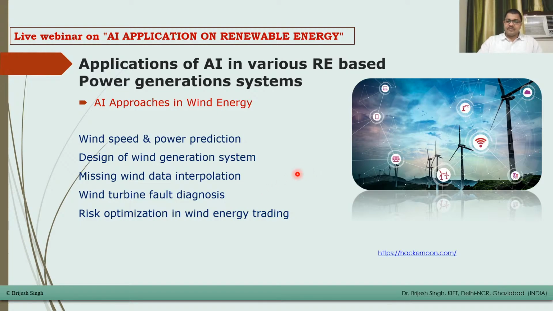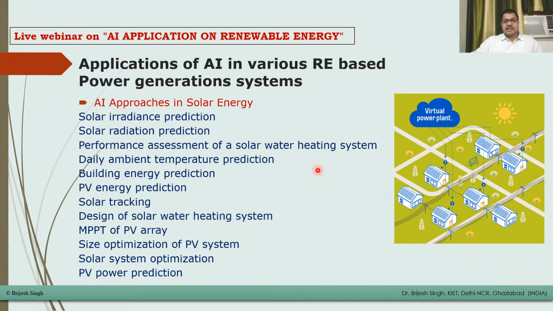Now if we are talking about solar energy, most people are working in the direction of solar energy. You can see here there are a number of opportunities where you can apply artificial intelligence: solar irradiance prediction, radiation prediction, then performance assessment of the solar water heating system, daily ambient temperature prediction. Now building energy prediction: for buildings you can use artificial intelligence for predicting the energy use in the building.